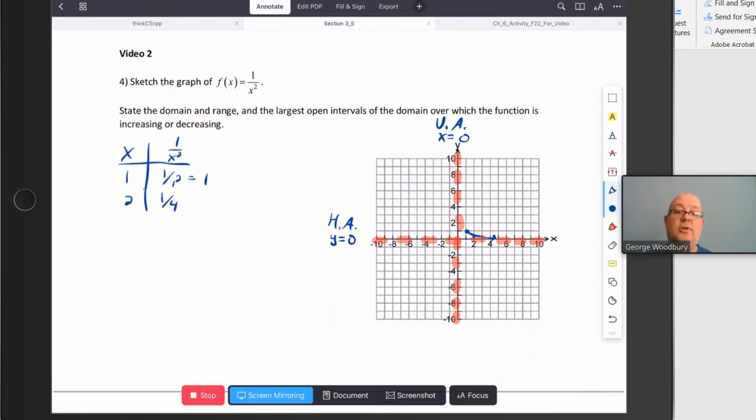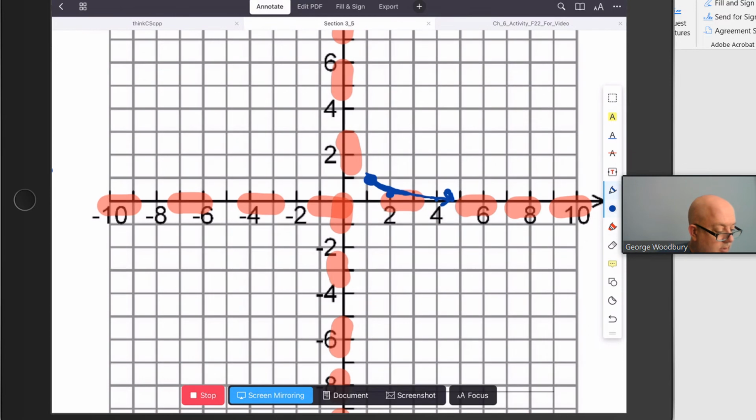Now to the left of 1, say we took 1/2. 1/2 squared is 1/4, but 1 divided by 1/4 equals 4. So when x is 1/2, y is 4, and we see that it's going to shoot up really quickly on that side. Zoomed in like this it is not very smooth, but you get the idea.